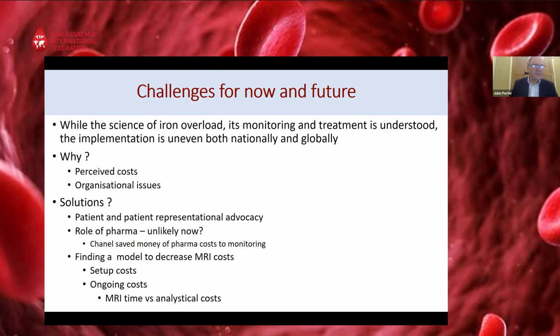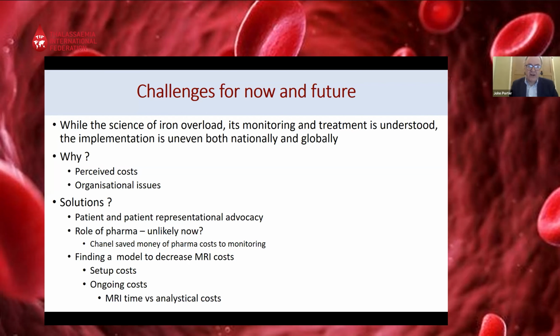So what about the future? I think while the science of iron overload and its monitoring and its treatment are pretty well defined, the implementation of that knowledge is very patchy and uneven, both nationally in the UK even, and globally. And this is really the topic of this meeting, I suppose, to try and apply that knowledge to a more appropriate distribution of treatment and diagnosis across the globe.